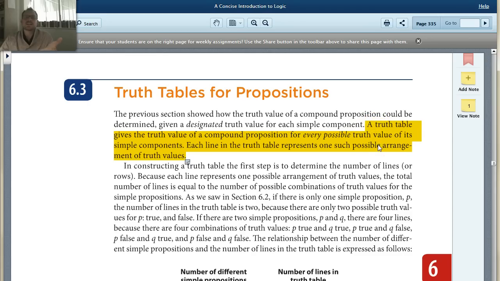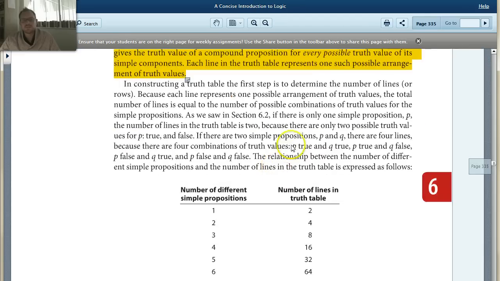One of the things you'll find in this chapter 6.3 is that it actually takes a while to run these truth tables, especially if they have more than 3, especially if they have 4 or 5 variables, it takes a long time. Generally speaking, your book is never going to ask you to do more than 16 lines at any one time. But here's the basic definition again. A truth table gives the truth value of a compound proposition for every possible truth value of its simple components. Each line in the truth table represents one such possible arrangement of values.